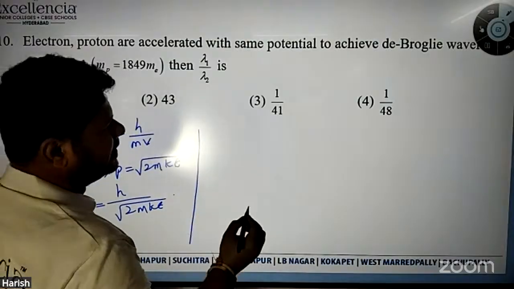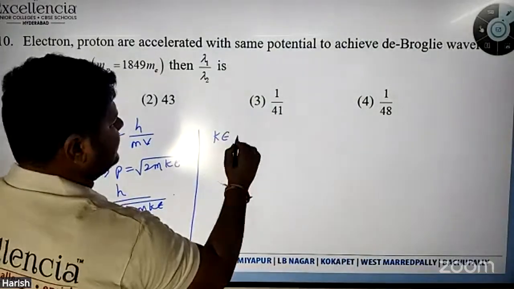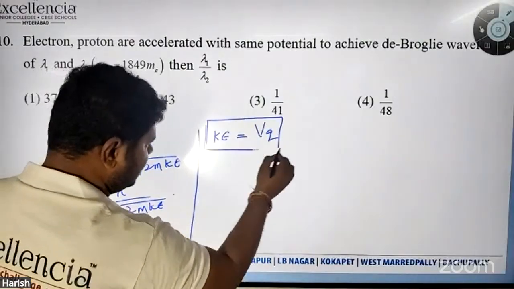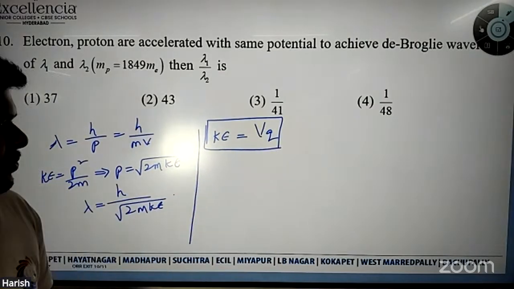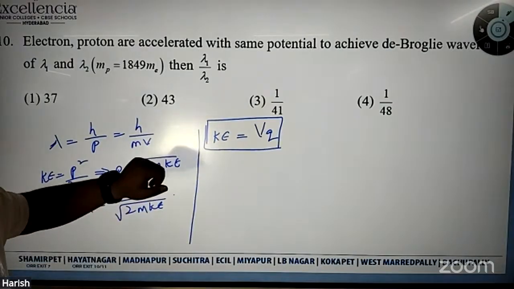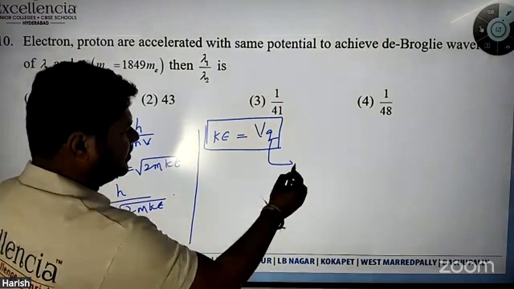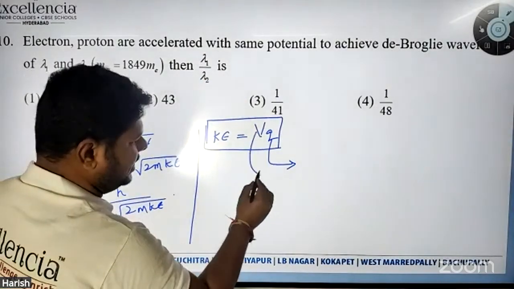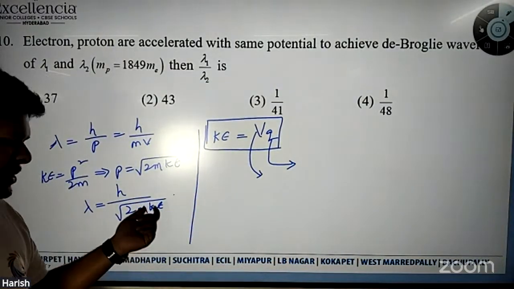Now we know that whenever any charge is accelerated by applying the potential difference V, its gain in kinetic energy is given by V into Q. So K is equal to V into Q. If you observe carefully, the given particles, electron and proton, have the same charge magnitude, and they are accelerated by applying the same potential difference. So V is the same, and obviously the kinetic energy of both will be the same.